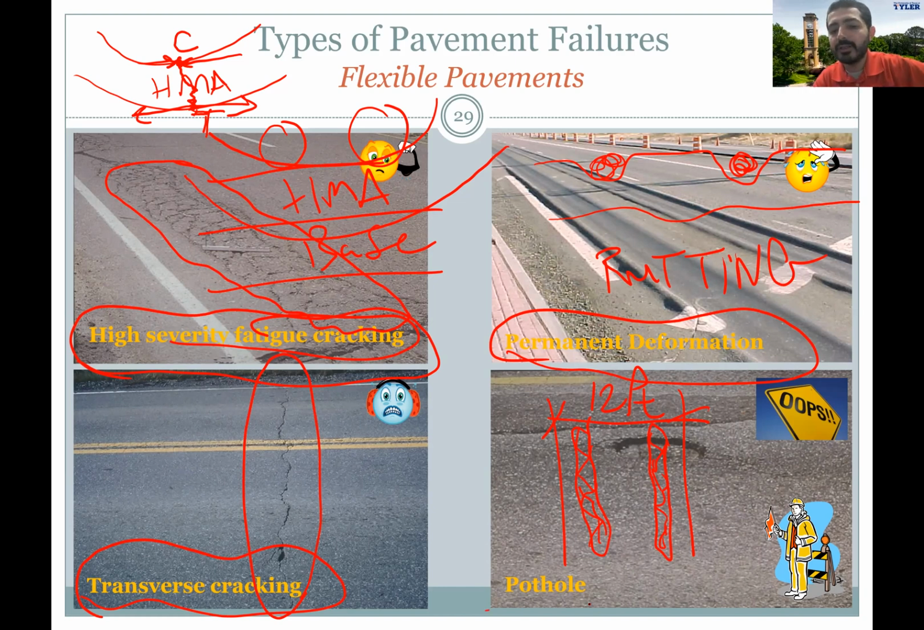And the last type of distress is potholes. Potholes, again, as you can see, we see them on a daily basis. It's almost like a circular pot, and it just keeps collecting water.